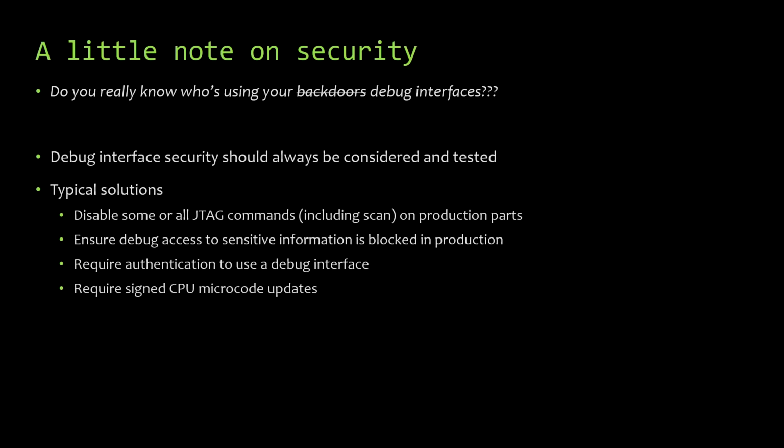Another possibility could be to ensure that debug access to sensitive information, so there could be platform secrets like root keys or firmware or something like that, is blocked in production. You can have some sort of authentication done to use a debug interface like JTAG. Obviously, you have to test that. Having to debug the debug authentication handshake is a real pain, but that's certainly a way that you could add some security to this. And signed CPU microcode updates are the common practice nowadays.